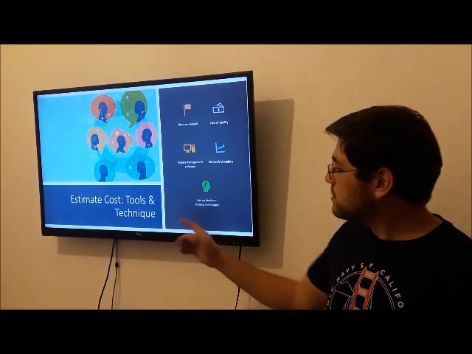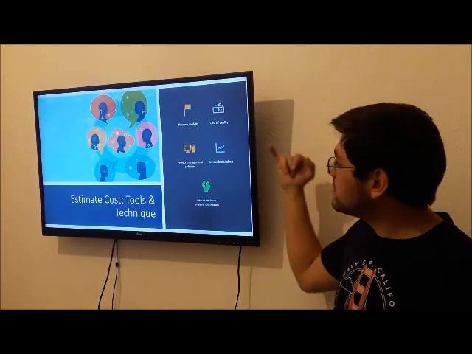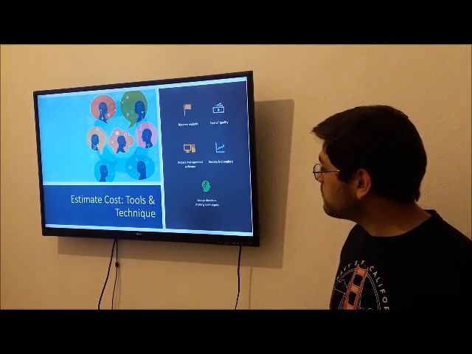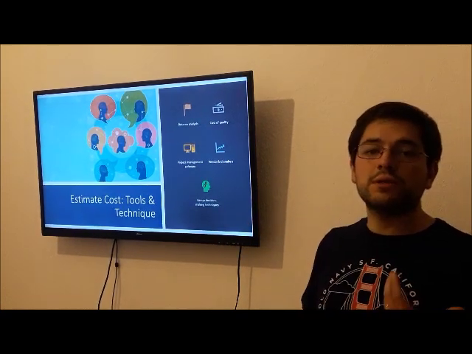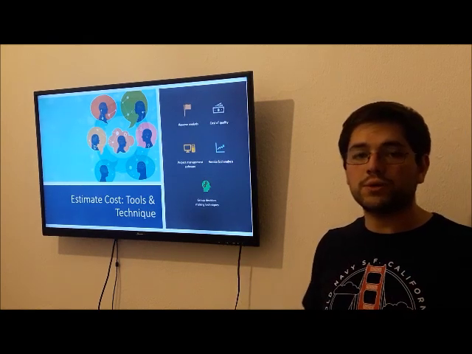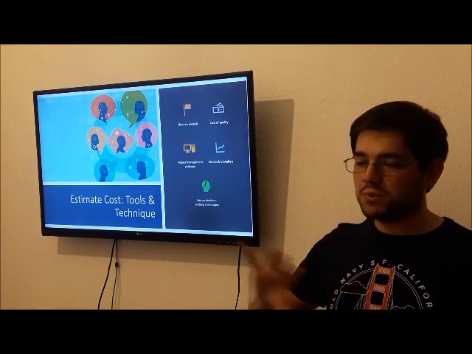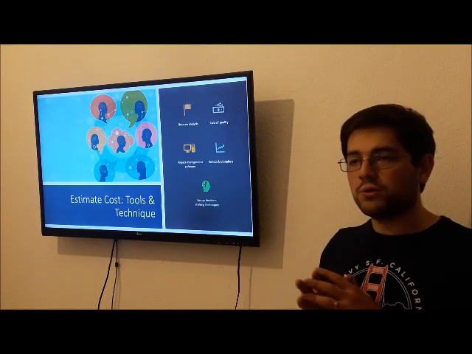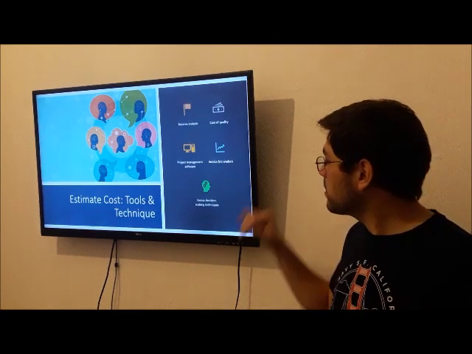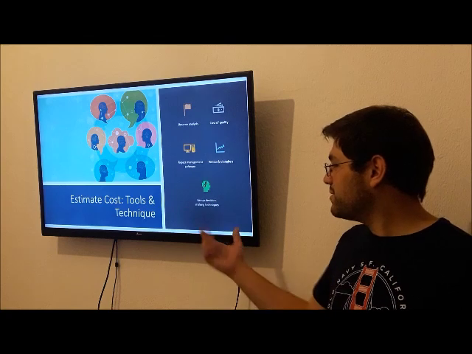Other estimate tools and techniques are going to be the reserve analysis, cost of quality, project management software. For example, Excel is a really good tool for doing this. It has forecast techniques where you can input all the data that you need and it calculates how much or what is the trend of the expenditure. Vendor bid analysis and group decision making.